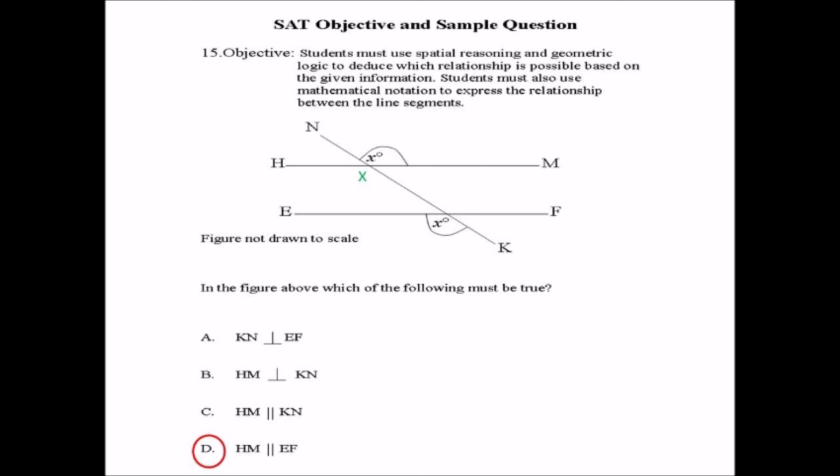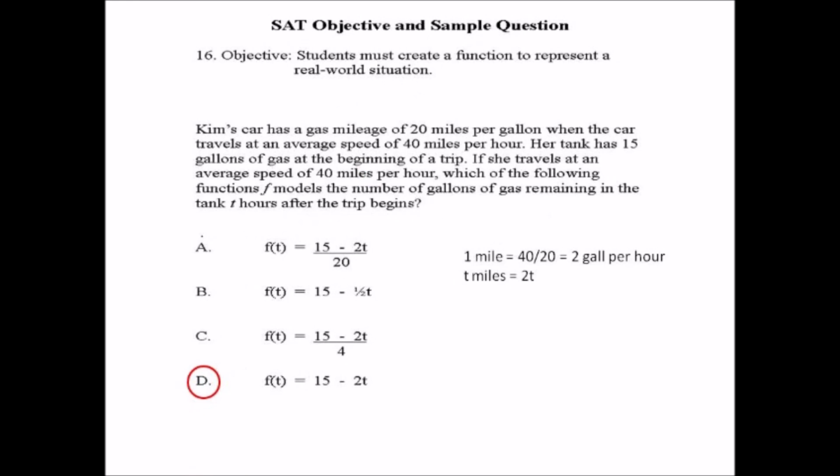Number 15, because x, the angle there at the top, is equal to that one at the bottom, when you look at it, it has to be corresponding. That angle at the bottom is corresponding to the x in green. So the lines have to be parallel; HM and EF must be parallel in order for that to be true. Okay, number 16.